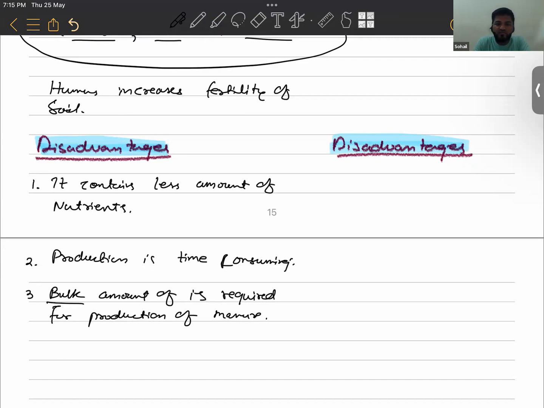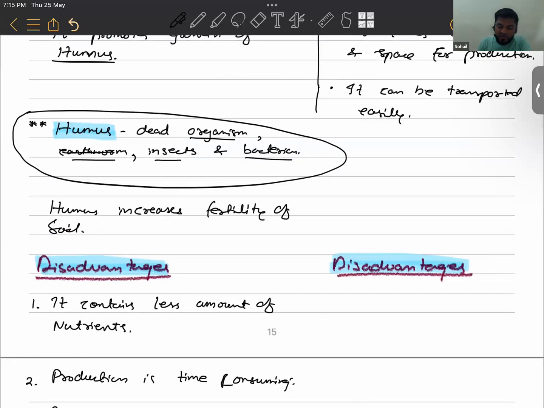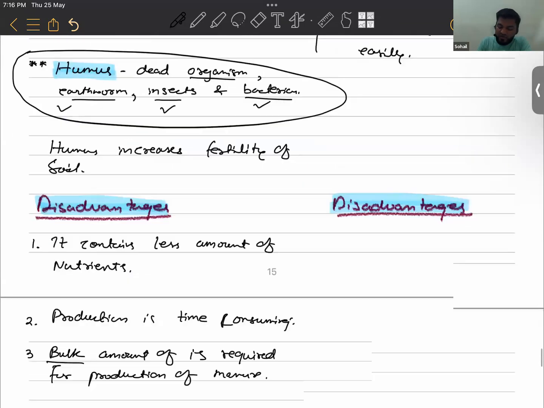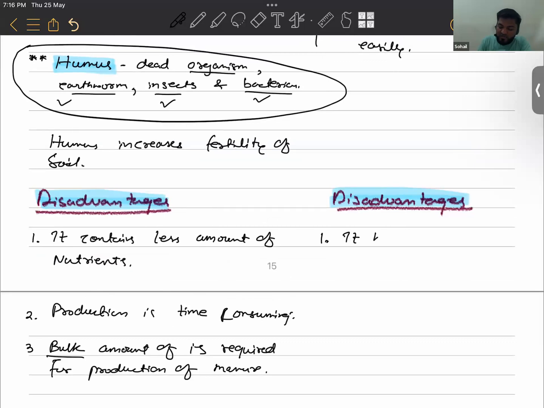Look, the first thing is that it does not promote growth of humus. Humus is basically made up of earthworms, insects and bacteria and some dead organisms also. So if we keep on adding fertilizer to the soil, is it good for the survival of earthworms, insects or bacteria, or will it kill them? It will kill them. So it harms the growth of humus.